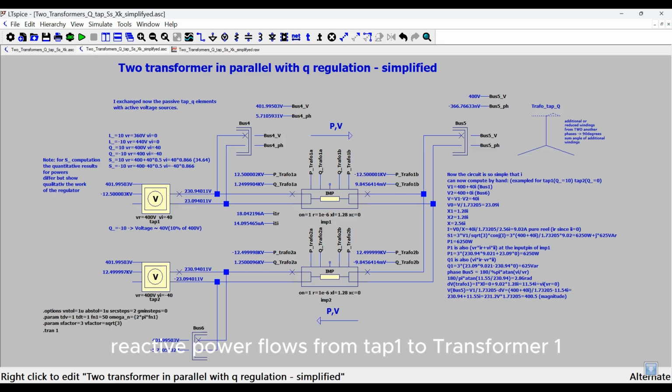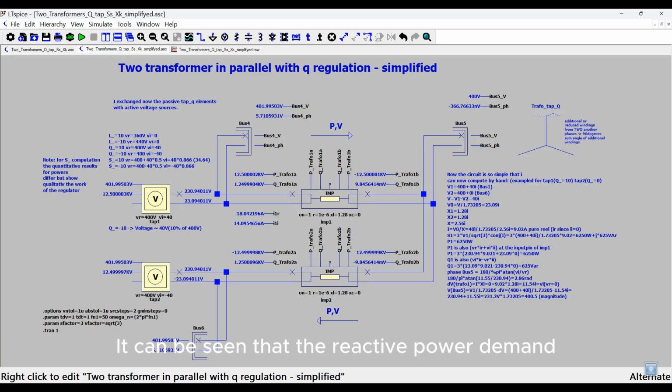So from bus 4 with 5.7 degrees to bus 5 with 0 degrees to bus 6 with minus 5.7 degrees. The small reactive power flows from tap 1 to transformer 1 where it is consumed, and from tap 2 to transformer 2 where it is consumed. The reactive power requirement of the transformers is now 4 times as high, namely 1,250 kilovar. This is due to the higher current flowing through the transformers. The requirement is proportional to I squared. Since I is twice as high, Q is 4 times as high.